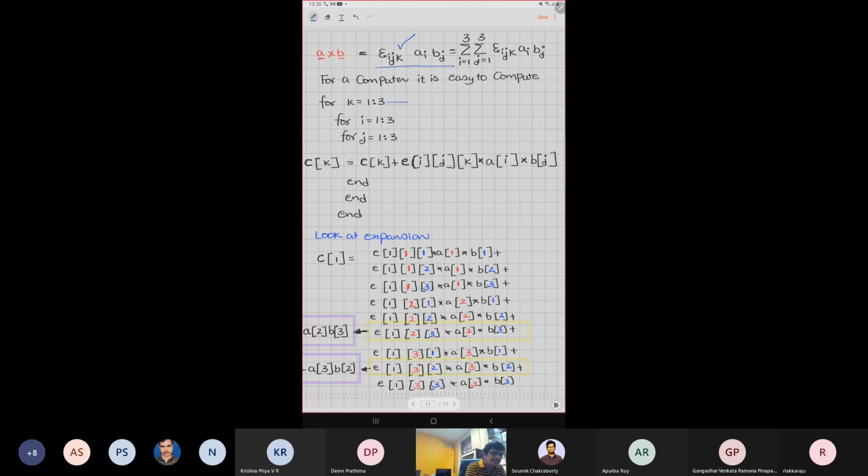Now this 3 I can really replace by something like 500. This 3 also I can replace by 500. This loop also I can replace by 500. It works one and the same.